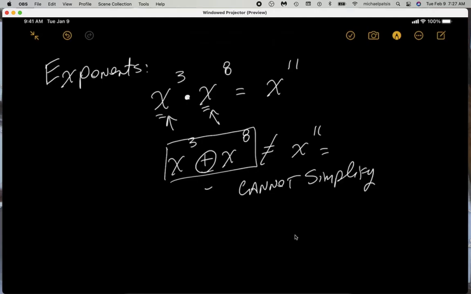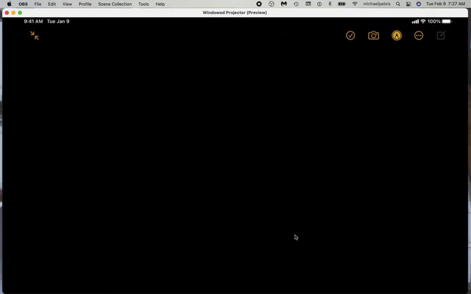Okay. Similarly, if the bases are not the same, if you have, for example, y to the third times x to the eighth, you cannot combine these. So again, this would be a situation where you can't simplify. Another example.